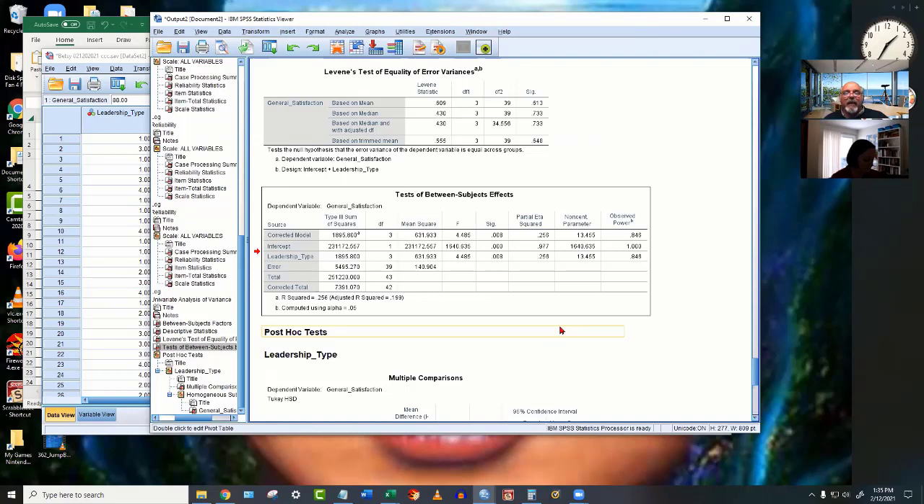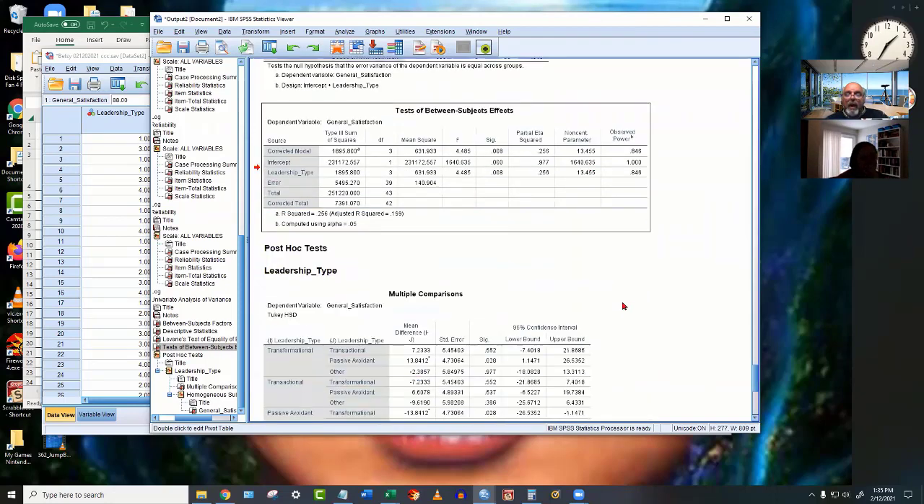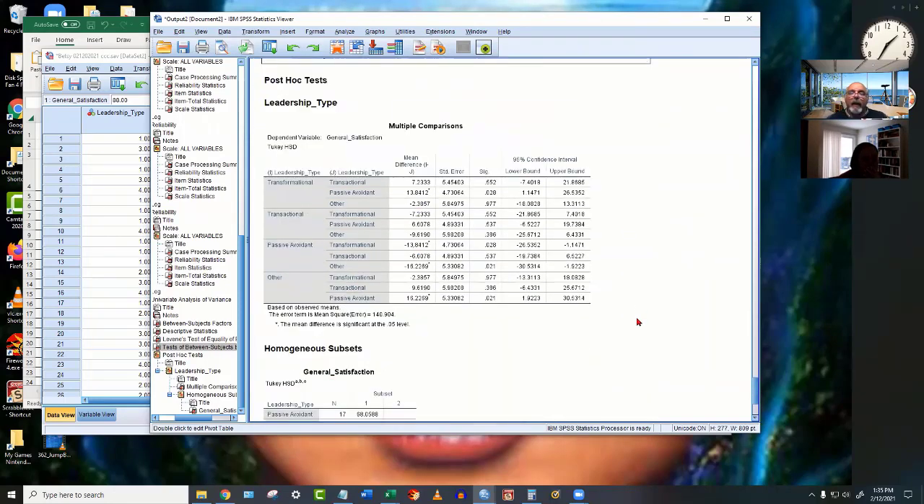Okay. So there is a significant difference in general satisfaction scores based on the leadership style. And so who's the highest? Other. Which actually makes sense if you think about it, because they employ all of the pieces. So sometimes they're transactional, sometimes they're transformational. They're not stuck in one. Oh, and we forgot to look at the post-hoc test. It'll tell us between which types are significantly different. So this one says significant difference between transformational and transactional.